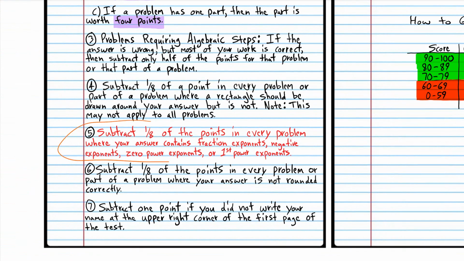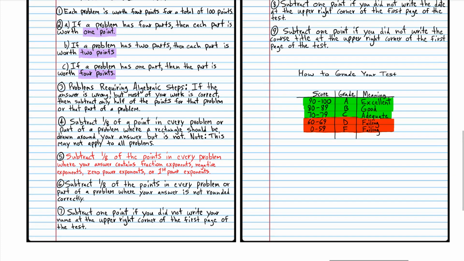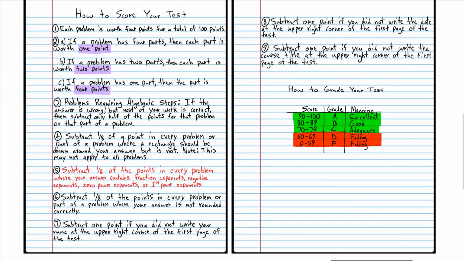Now remember, your answers cannot have fraction exponents, negative exponents, zero power, first power exponents. We talked about that. And in some of these problems, you are required to round. Make sure that you rounded properly. And of course, write the name, the date, the course title. If you didn't do that, then you need to subtract some points. So these are basic guidelines on how to score your test. Go ahead and score your test.